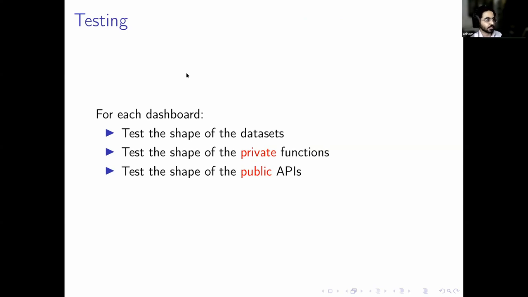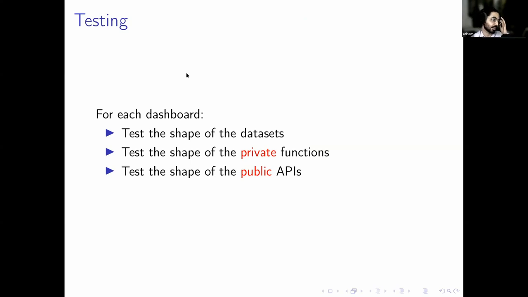So the shape of the data sets: what columns, how many columns are there, what are the names, what are the types of the values. And the same goes for the private functions and the public API. The private functions do most of the manipulation, so I need to check that what goes into the function and what goes out of the function makes sense.